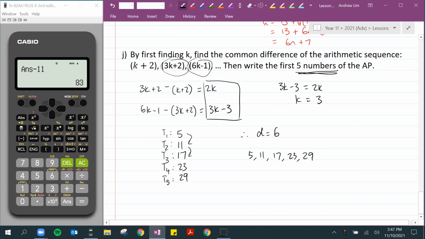Alright, so that's it for this video. I hope you're more familiar with APs now, that you're able to explain what an AP is, recognize and use the recursive definition of an AP, and use the formula to find the nth term of an AP and solve various AP-related problems.